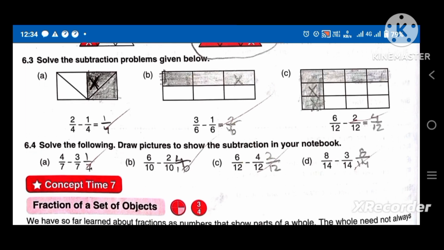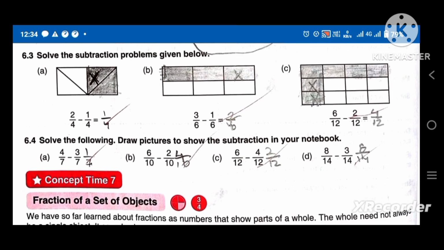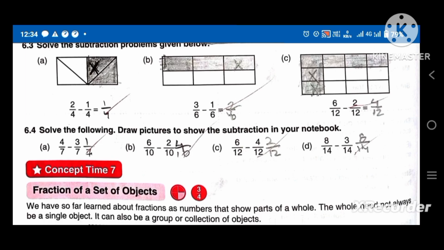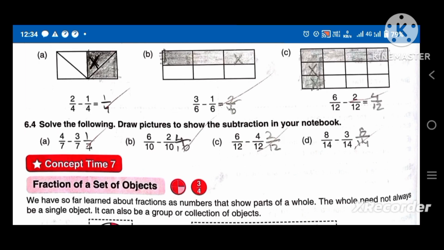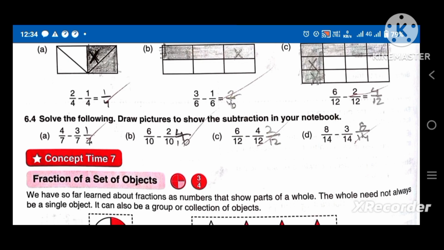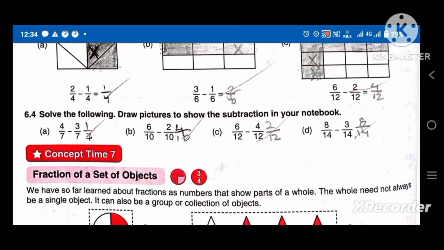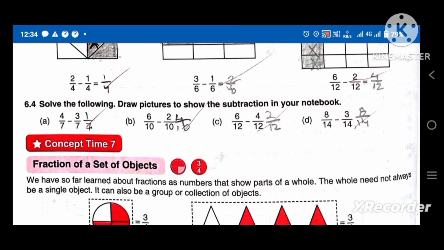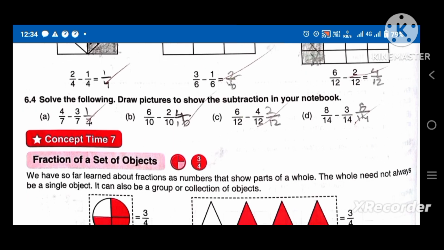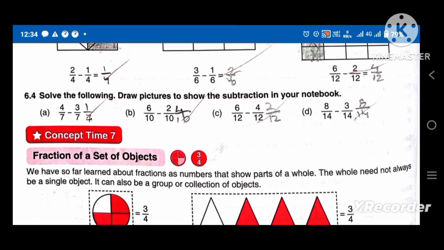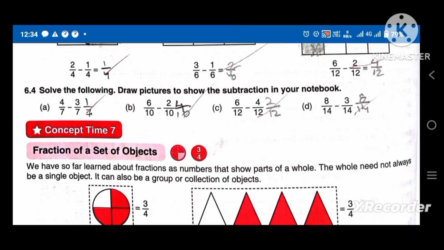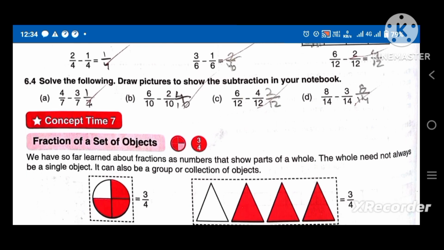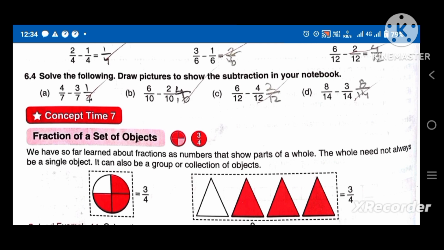A. 4 by 7 minus 3 by 7 is equal to 1 by 7. You can draw the boxes or you can draw the circles and make 7 parts, and 4 parts are shaded. In that shaded parts you erase or cross 3 parts, then the answer is 1 by 7. B. 6 by 10 minus 2 by 10 is equal to 4 by 10. C. 6 by 12 minus 4 by 12 is equal to 2 by 12. D. 8 by 14 minus 3 by 14 is equal to 5 by 14.